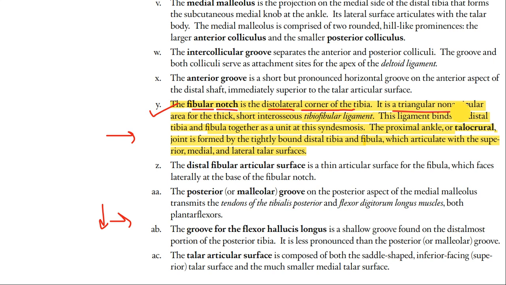It's a triangular, non-articular area of the thick, short, interosseous tibiofibular ligament. Again, the nomenclature is on the basis of the two bones between which it is associated. This ligament binds the distal tibia and the fibula together as a unit at its syndesmosis. The proximal ankle, or the talocrural joint, this name you can remember probably. The proximal ankle, or the talocrural joint, is formed by the tightly bound distal tibia and fibula, which articulates with the superior medial lateral talar surfaces.